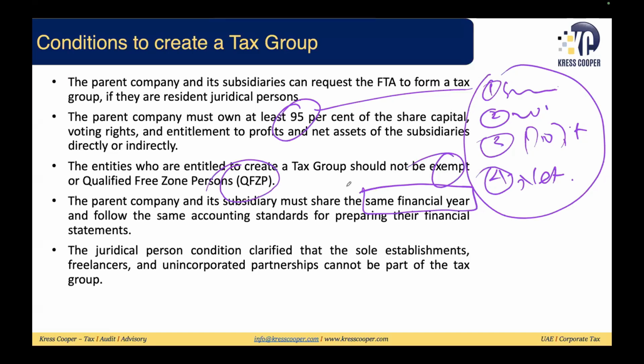And the last condition is that all the group members apply uniform accounting standards to prepare the financial statements. These are all the conditions. If all these conditions are fulfilled, then we can say the person can become a taxable person. Now we can discuss all these conditions one by one.